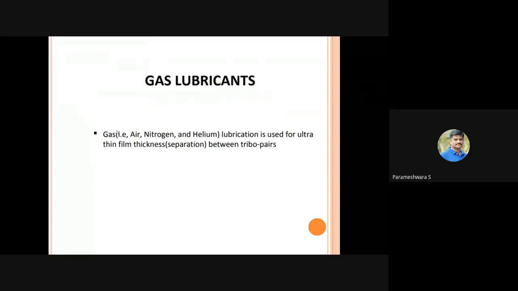And finally, gas lubricants. Nitrogen, helium, and air can also be used as a gas lubricant, used for ultra thin film thickness. Whenever the gap between the two rubbing surfaces is very low, you can use gas lubricants. You cannot use oxygen, because oxygen oxidizes the surface. So nitrogen and helium are preferable.